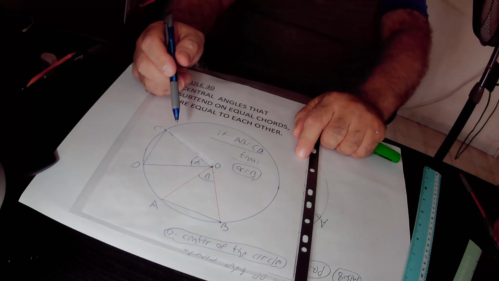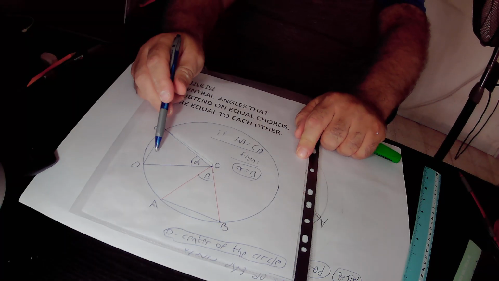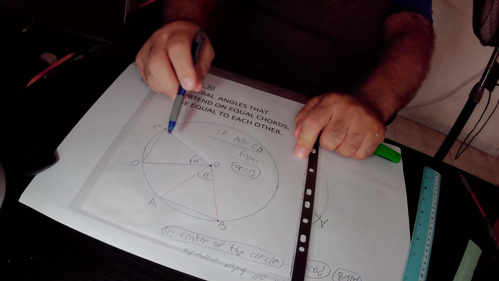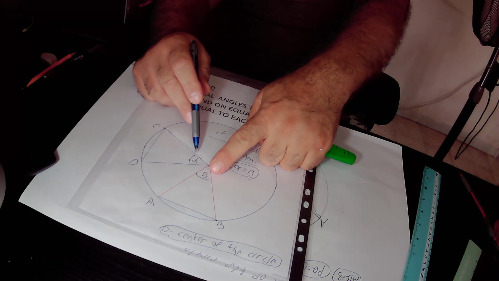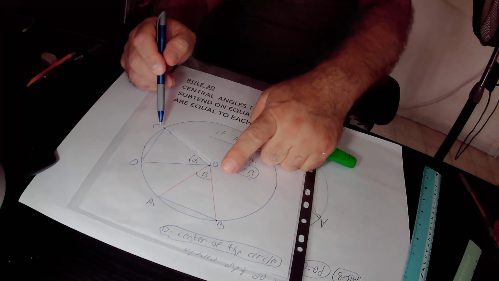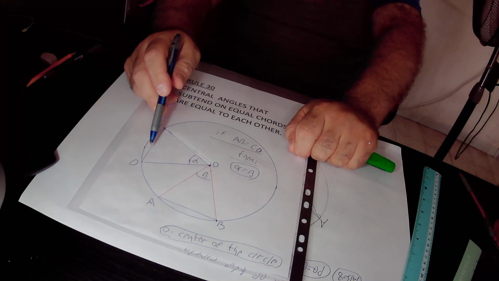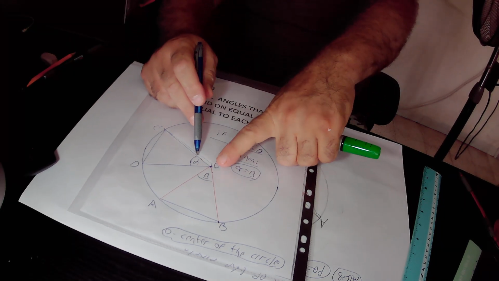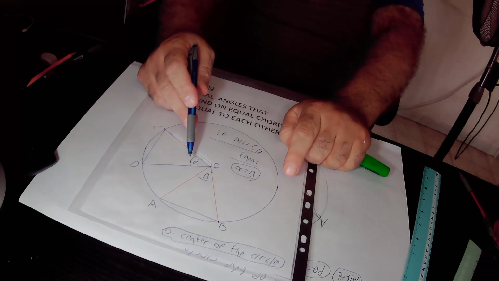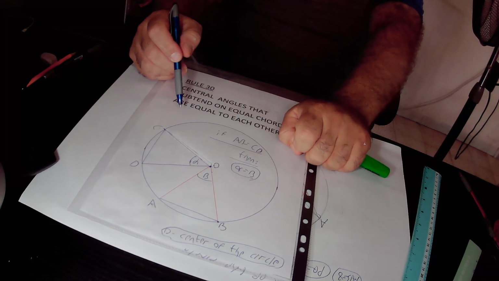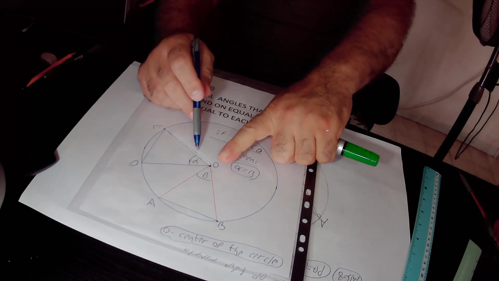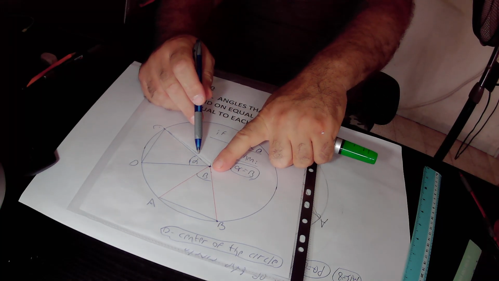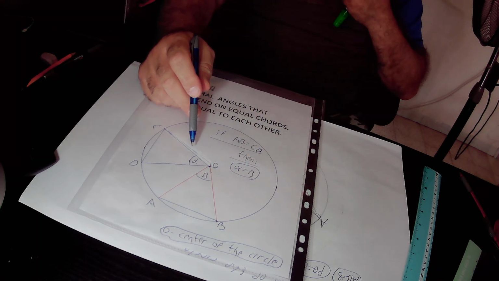And we know that chord CD equals chord AB. Because those two angles subtend on equal chords, that is to say chord CD equals chord AB, they must be equal to each other in their sizes. That is to say, alpha equals beta. Again, if chord CD is equal to chord AB, then those two central angles must be equal to each other in their sizes. That is to say, alpha equals beta.